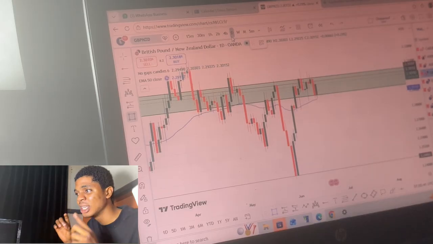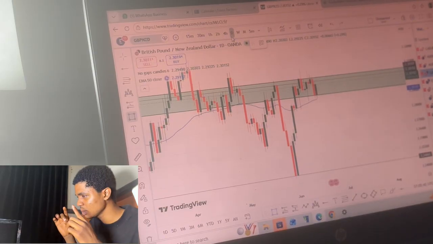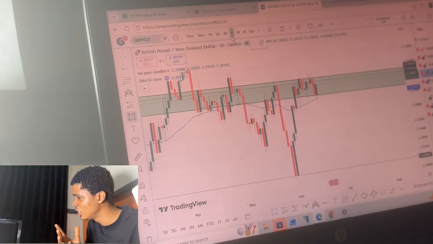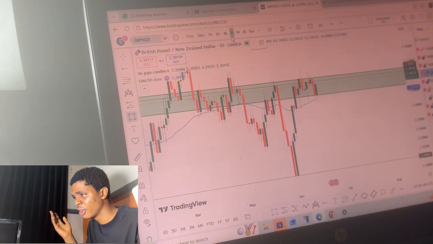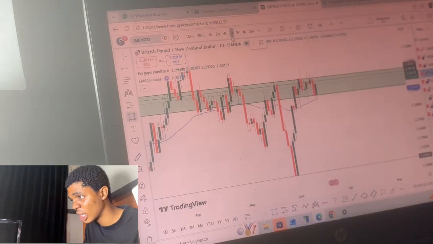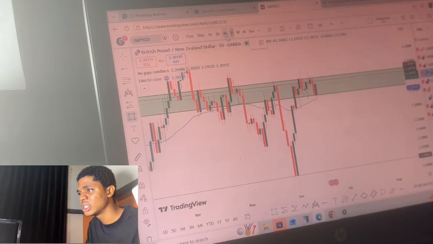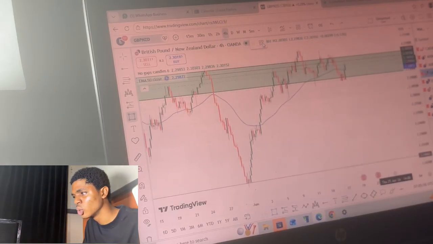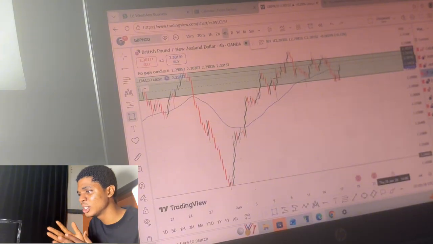Because the daily time frame is bullish, it's not correlated with the other time frames. Are you getting me? So we don't look at the daily time frame, we go down to the 4 hours time frame. So we calculate this on the 4 hours time frame. We're creating a pattern.